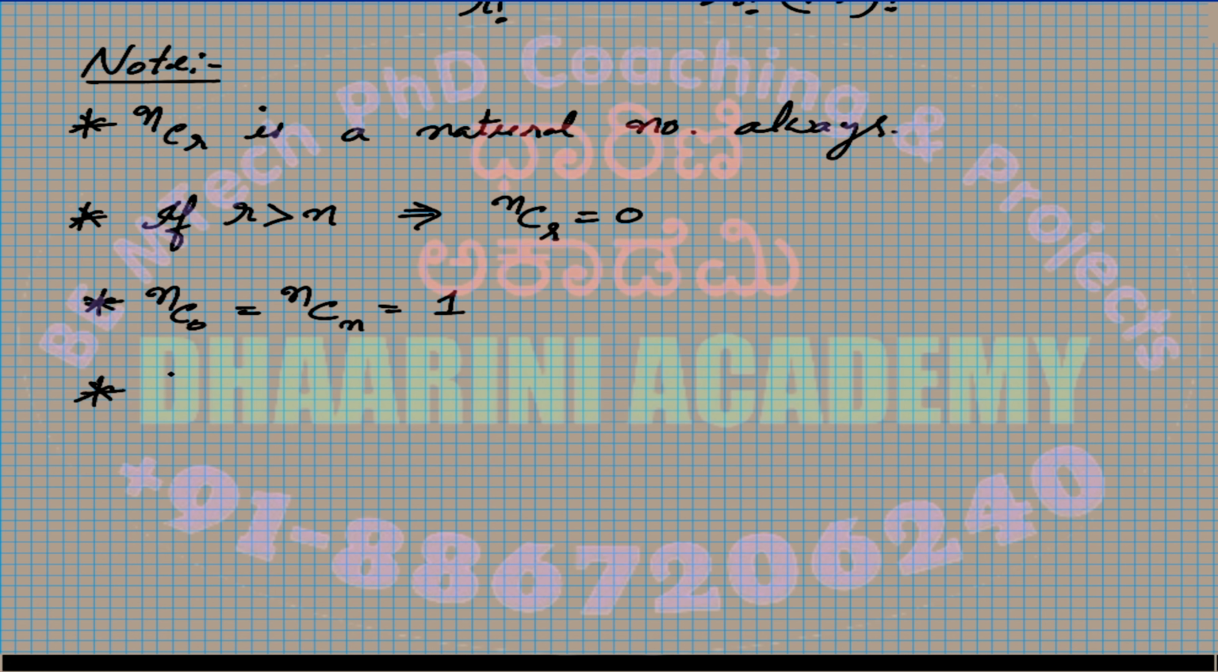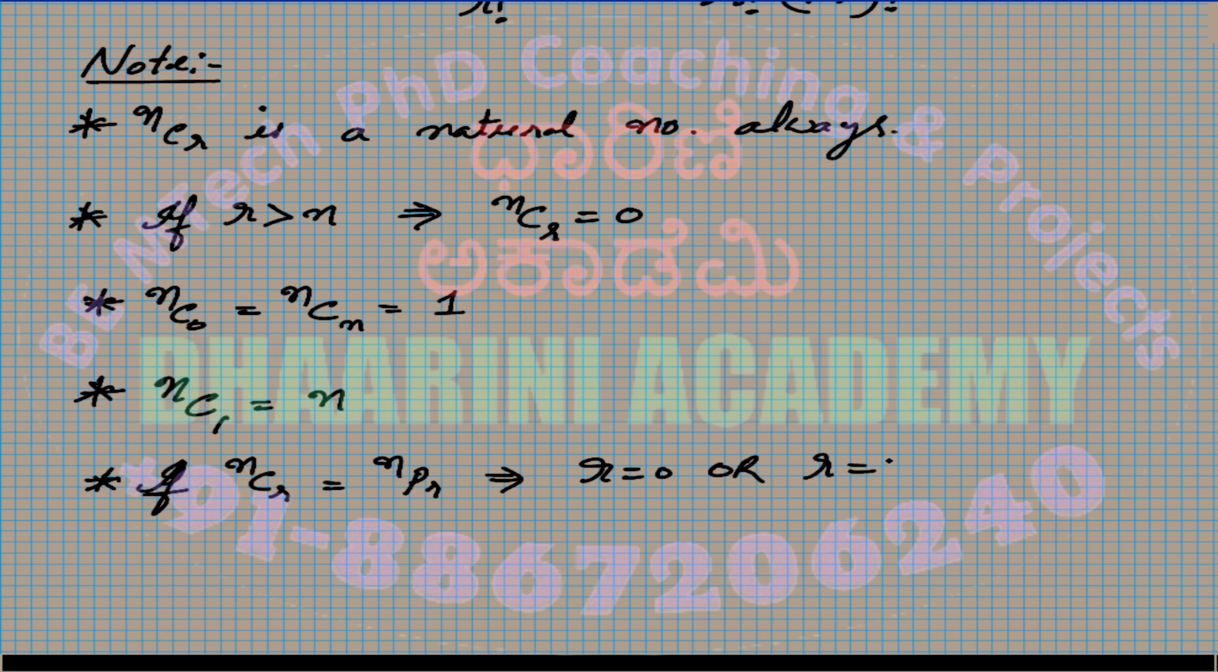Then the next one, out of n objects, how many ways can you select one object at a time? It's n times. nC1 is n. Now, the next one, if nCr is equal to nPr, there is only one condition possible: whenever r is equal to 0 or r is equal to 1.